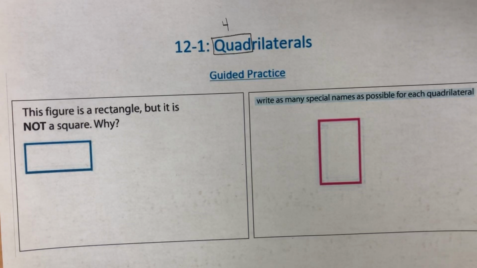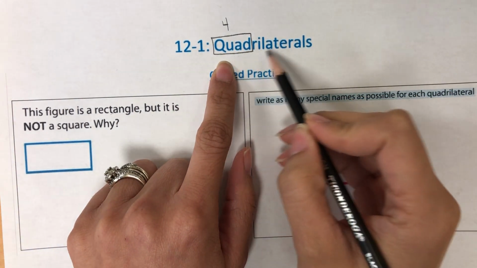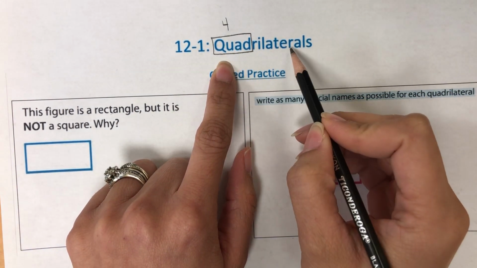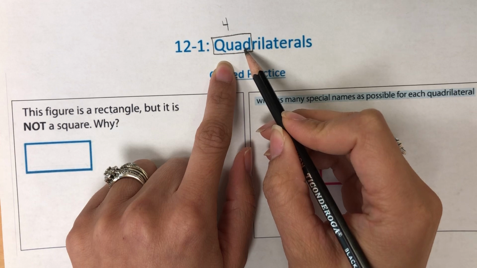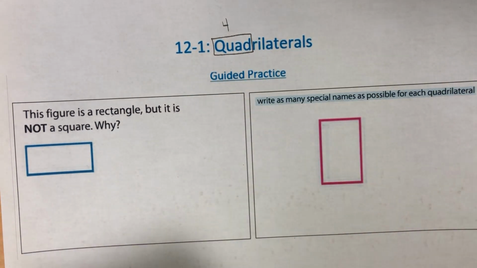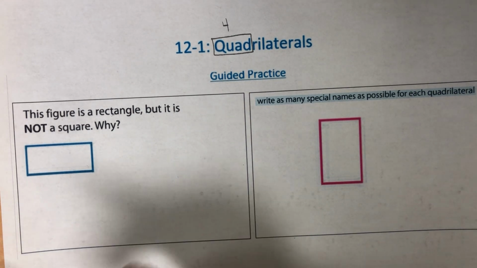All right, boys and girls, let's take a look at lesson 12-1, quadrilaterals. In today's lesson, quadrilaterals, this word has the prefix quad, which means 4. So all of the figures, all of the shapes that are in this lesson are going to be quadrilaterals. They're all going to have 4 sides. So let's take a look at the first problem that we have right here.